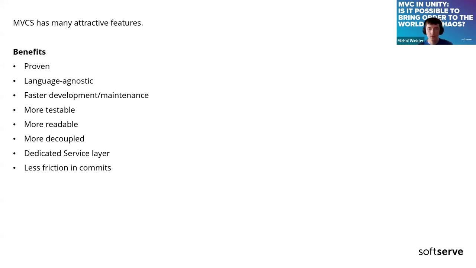And there are workflow benefits as well. As our projects all sit on version control and we collaborate by committing to version control, we'll see less friction of commits when we use an established architecture, purely because it separates our code base out into smaller snippets, and that means that there's less probability of conflicts.